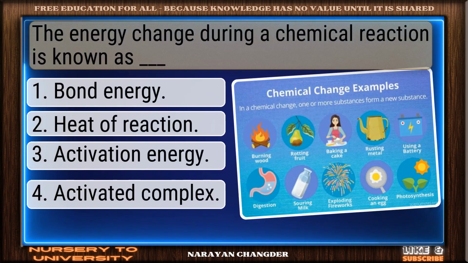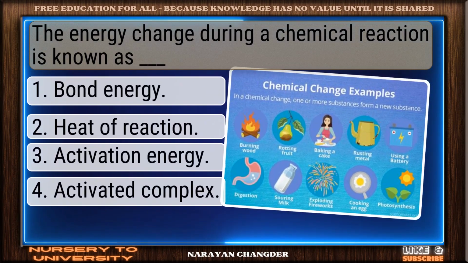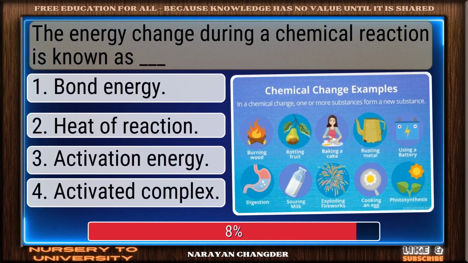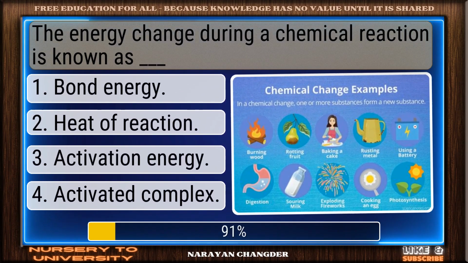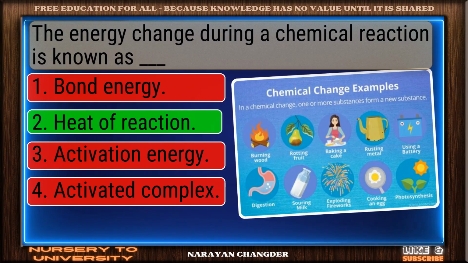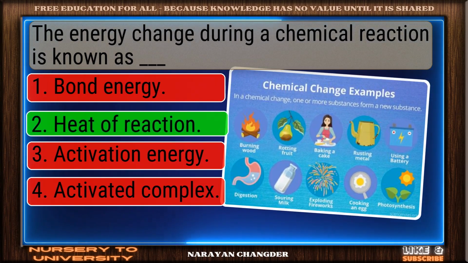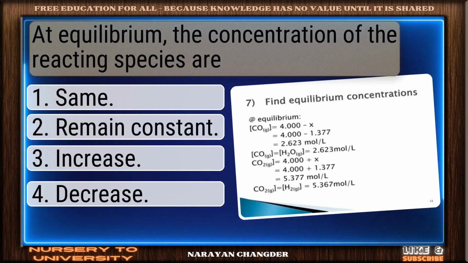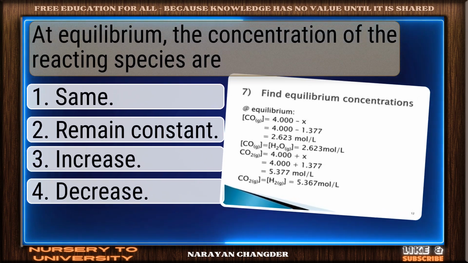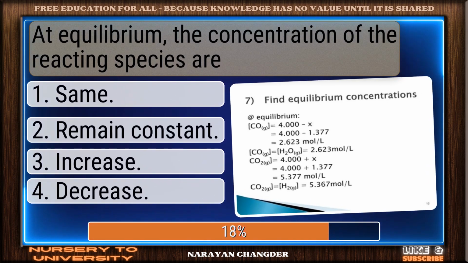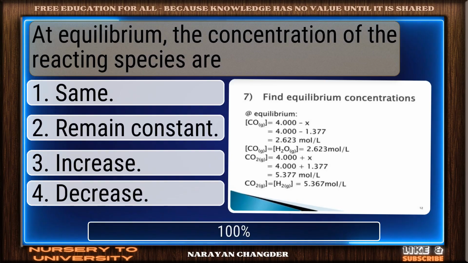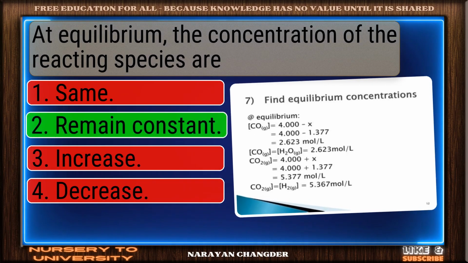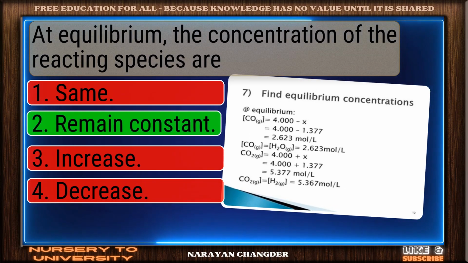The energy change during a chemical reaction is known as dash. Correct. Heat of reaction is the right answer. At equilibrium, the concentration of the reacting species are. Right again. Remain constant is a valid answer.